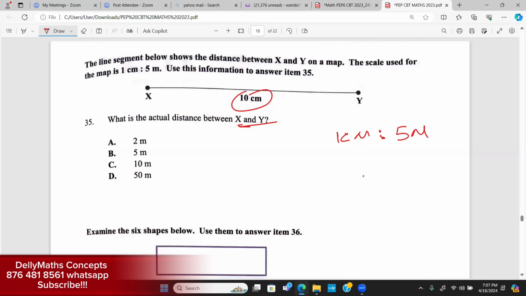So you could see this is in centimeters. For every 1, it's 5. So 5 times 10, that is actually 50 meters, because for every 1, it is 5. So 10 times 5 is going to give us 50.